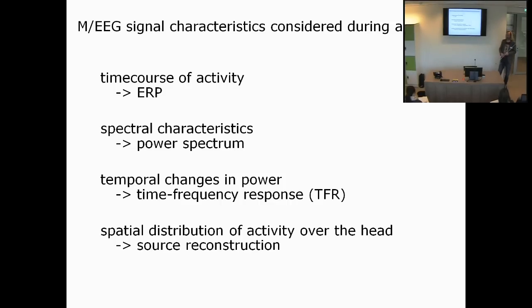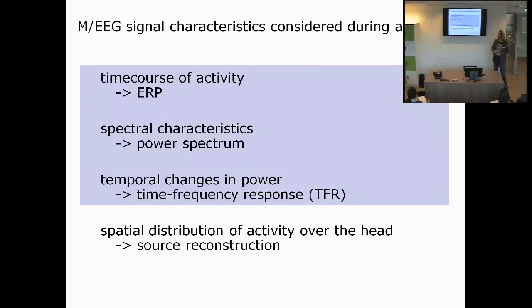But quite often we're doing experiments in healthy human subjects, which means that we cannot directly go into the brain, but we have to record on the outside. That means that we have the skull and the scalp in between, and we have quite some blurring due to the skull and the scalp. So what we also have to consider is the spatial distribution of the activity over the head. And for exploiting the spatial distribution, we use source reconstruction techniques. And that's the topic for tomorrow's lectures.